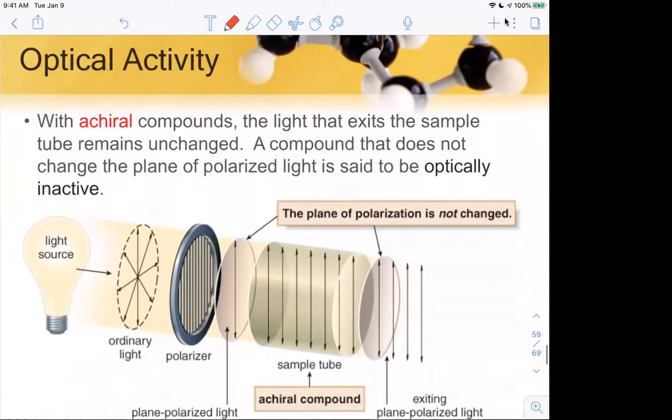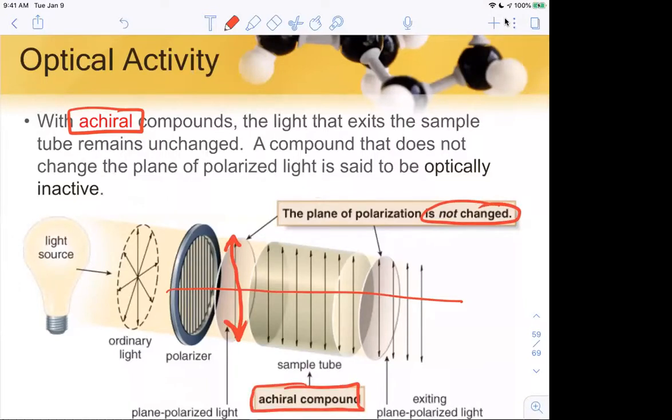If I look at a polarimeter, if I have something that is achiral, the light I am polarizing to get just one direction of light, from start to finish, is not changed. So this happens when I have an achiral compound in my sample tube. I have no rotation here. It is not changing the plane of polarized light. So this is optically inactive.